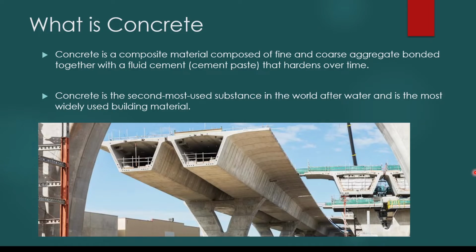What is concrete? Concrete is a composite material composed of fine and coarse aggregate bonded together with fluid cement paste that hardens over time. So this is a combination of materials, a composite material. We will discuss later what these materials are, but basically concrete is a composite material. That's what we have to keep in mind throughout this discussion.